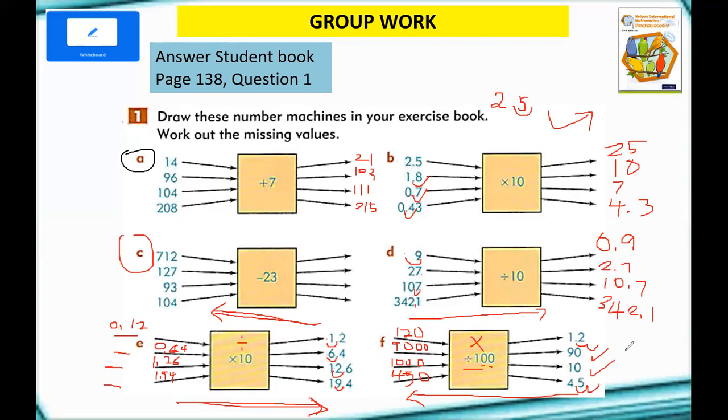Okay, year 6, I hope you understand how to use the number machine. Check your answers whether you have done it correctly or not. If you don't understand, you can repeat and watch the video again.